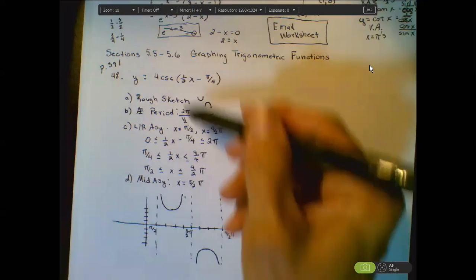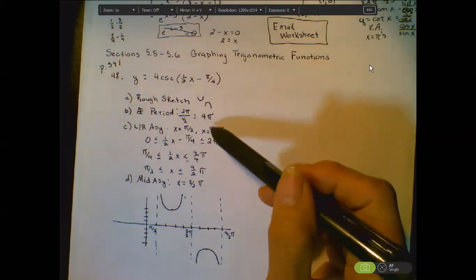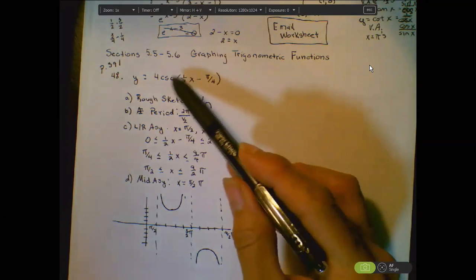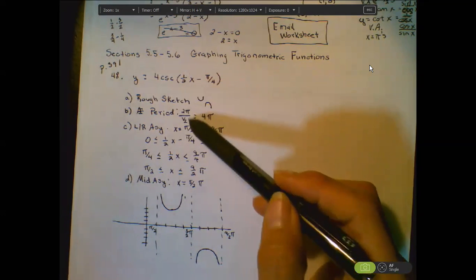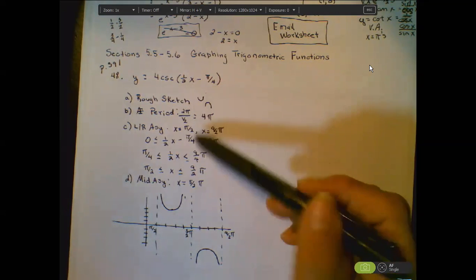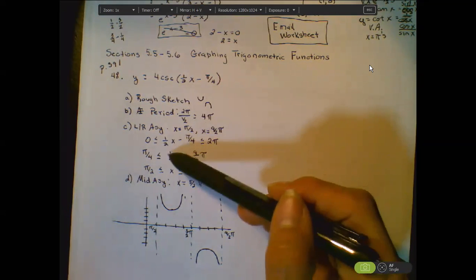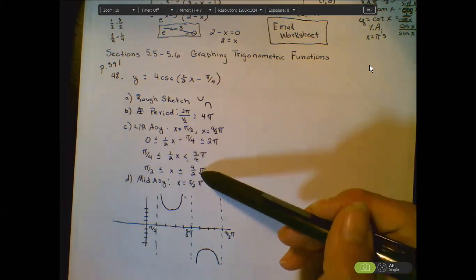And that's exactly what I'm going to ask you for on the graph of cosecant. I'm going to ask you for the rough sketch and then the period, and no matter what trig function I give you, you just take its normal period and divide it by the coefficient of x. And then for secant and cosecant, I'm going to ask you for the left and right asymptotes. I'm going to say solve the appropriate inequality.